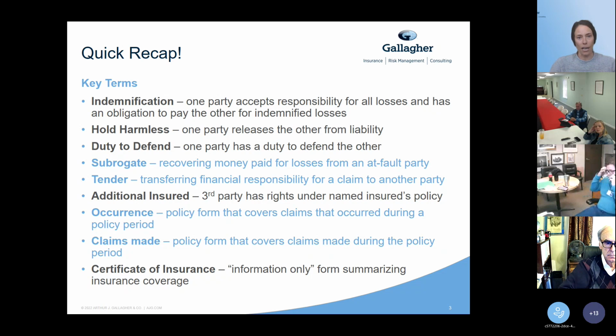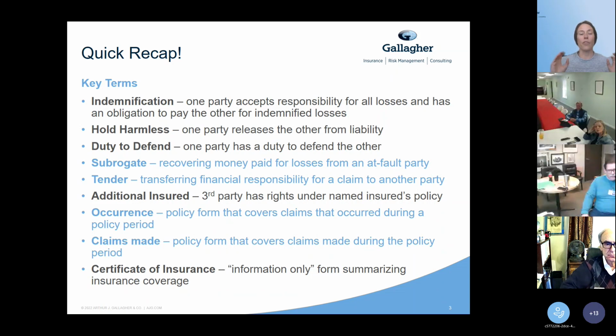So we always recommend that our clients get additional insured status whenever they're contracting with third parties and require them to obtain a liability policy. The next two terms have to do with the different types of policies there are. So the two main types in terms of claims are occurrence-based and claims-made.